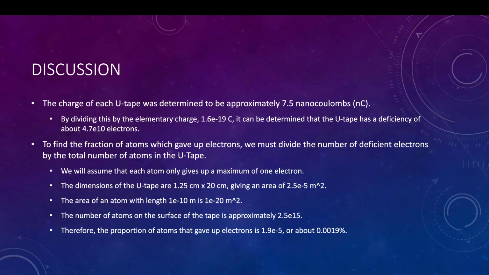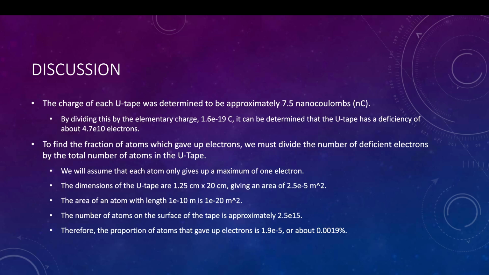By dividing the charge of each tape by the elementary charge, 1.6 times 10 to the negative 19 coulombs, it can be determined that each U-tape has a deficiency of about 4.7 times 10 to the 10th electrons. To find the fraction of atoms which gave up electrons, we have to find the number of deficient electrons and divide that by the total number of atoms in the U-tape.